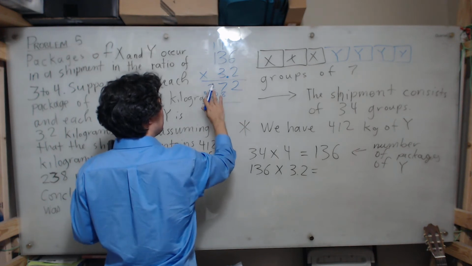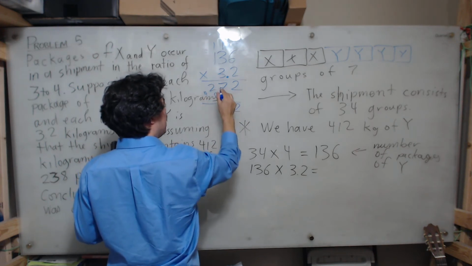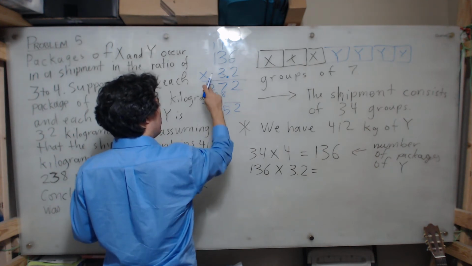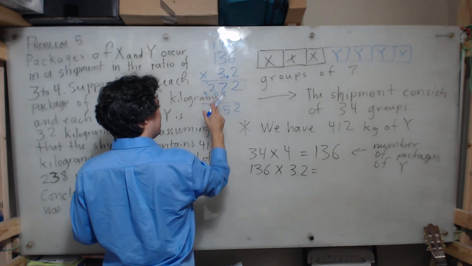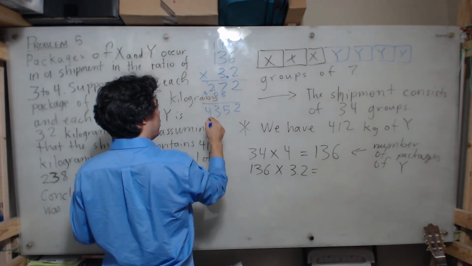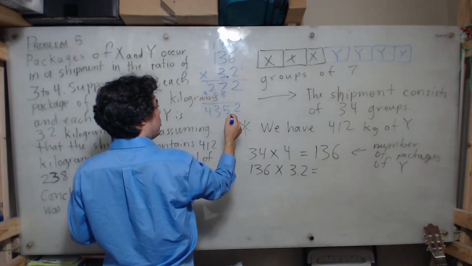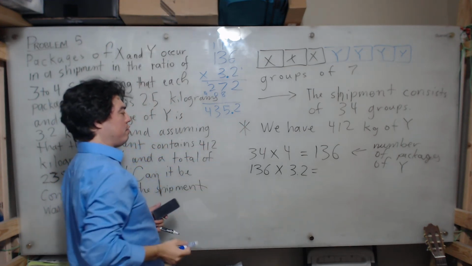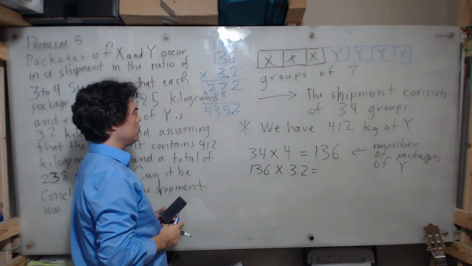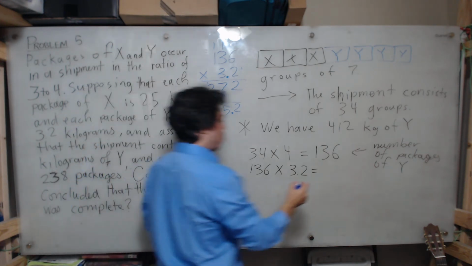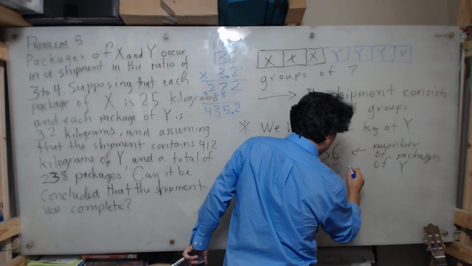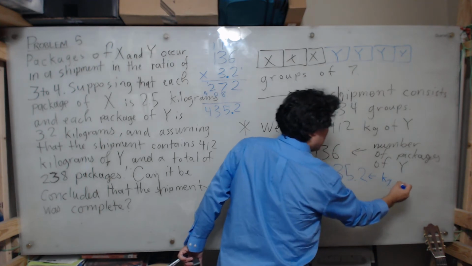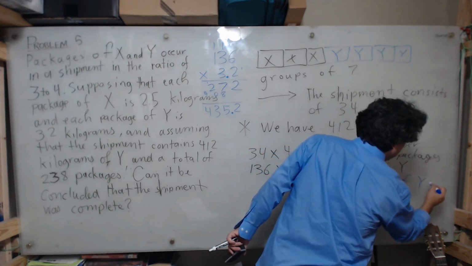Now I'm going to add this. 2 comes down. 7 plus 8, that's 15. I'm going to put the 5 down and I'm going to carry the 1. 1 plus 2 is 3. 3 plus 0 is 3. And then I bring down the 4. There's only one decimal place in the solution going from the left. So that's going to be 435.2. This is the kilograms of Y that we expect.